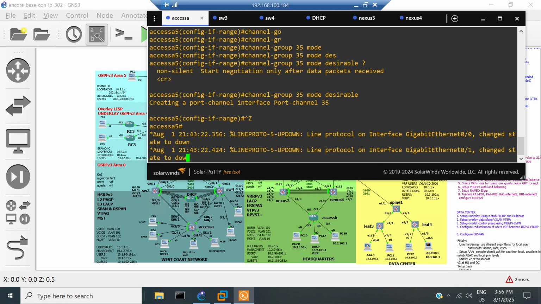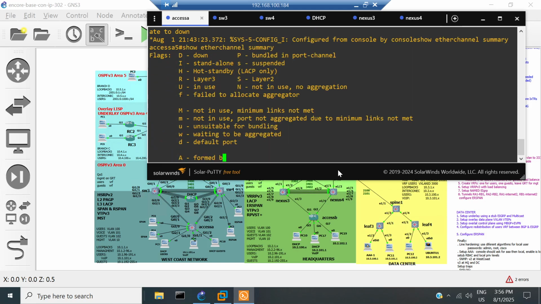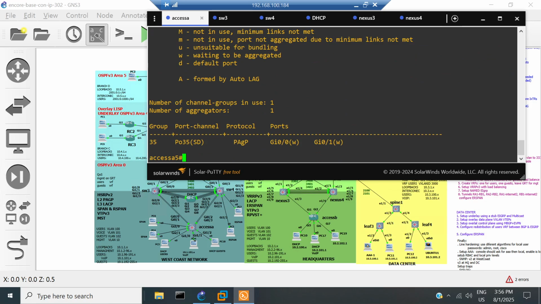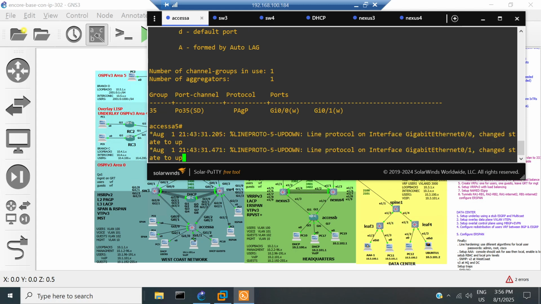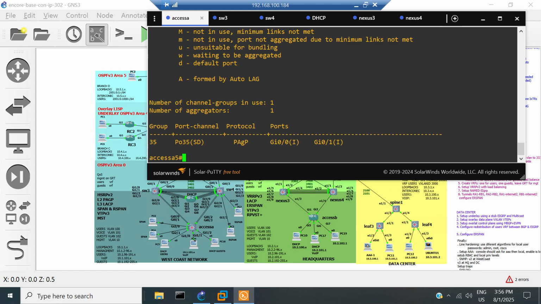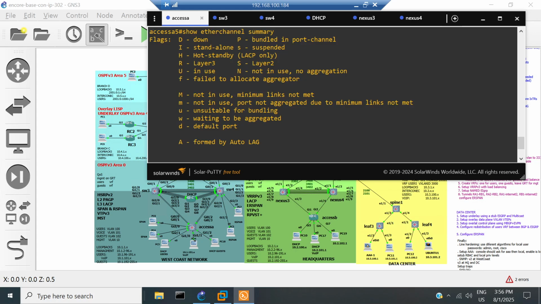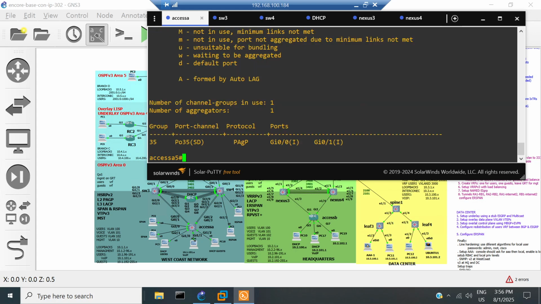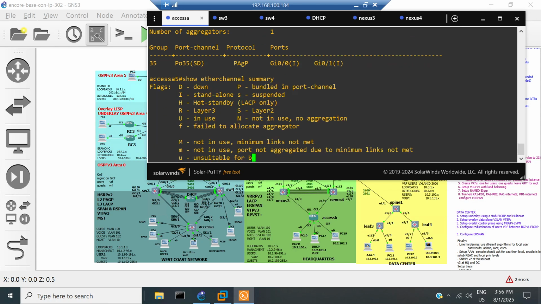And then if I issue show EtherChannel summary, I will see that I have a port channel 35 created automatically. It is a layer 2 EtherChannel because it has a capital S. It is in down mode because the other end is not configured yet. It is using PAgP as the protocol, and these are my individual interfaces. They are in W because they are still negotiating. This W is a temporary state. They end up being standalone because no EtherChannel was negotiated.